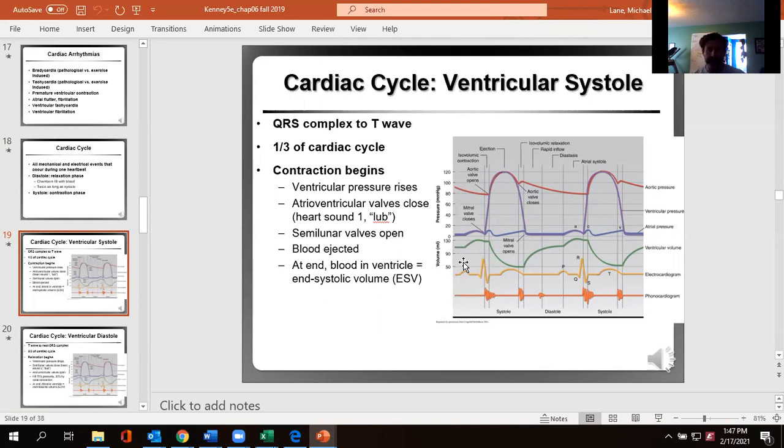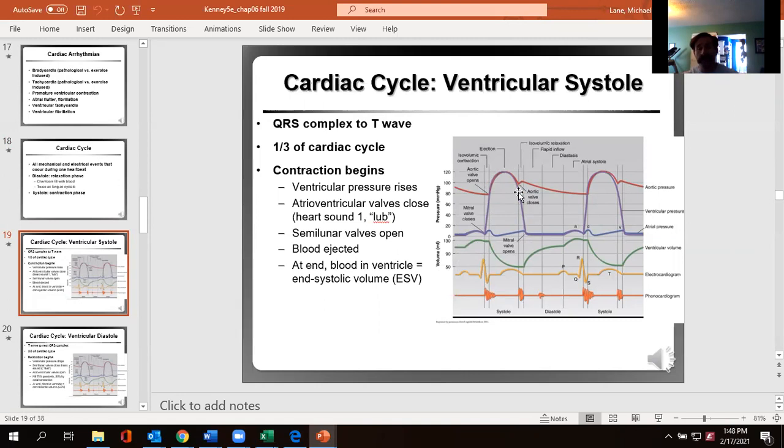So you see how you get the depolarization at the atria, which is where we get the atrial kick. We get a top off of volume. We can see the pressure go up a little bit. But notice we then have the QRS complex. This is where the ventricles depolarize. Notice no blood's leaving the heart, but we see this pressure cranking up because the ventricles are contracting.